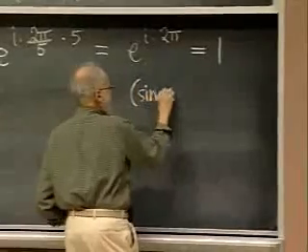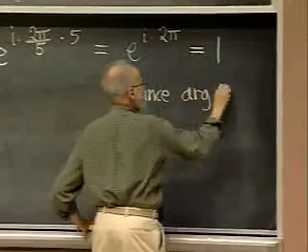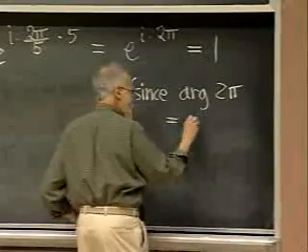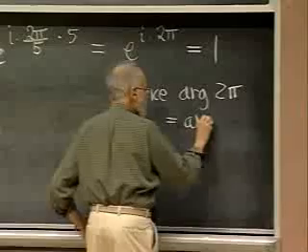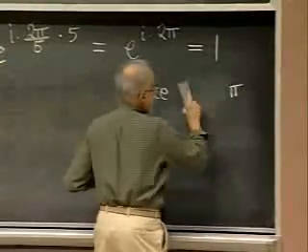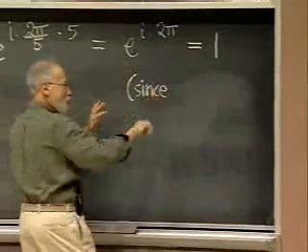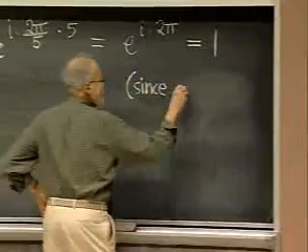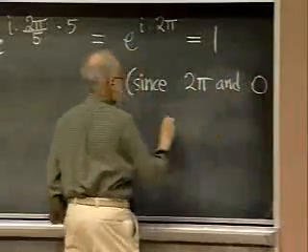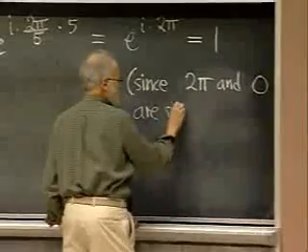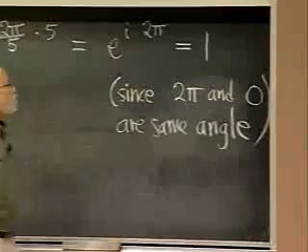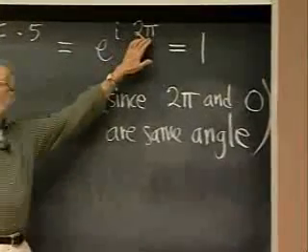Since the angle, the argument 2 pi is the same as an angle of 0. Now, let's not write it that way. That's bad. No, it's wrong. It's just wrong. Since 2 pi and 0 are the same angle, I can replace this by 0.